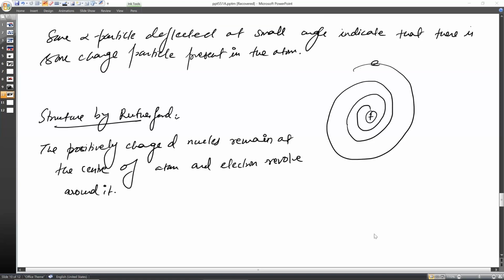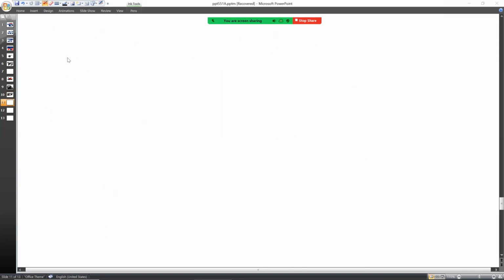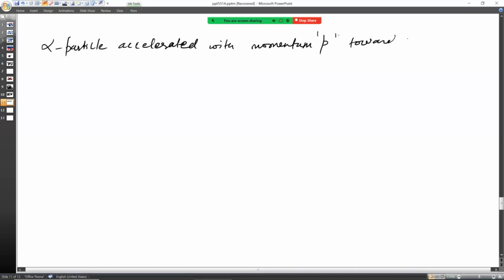Next is the distance of closest approach. If I talk about the kinetic energy, let's have some questions here on the basis of this. Alpha particles accelerated with momentum p towards the nucleus.